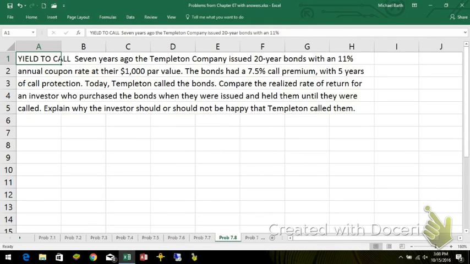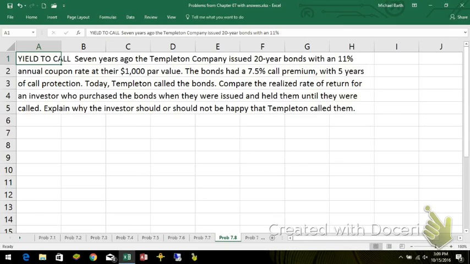This is problem 7.8 from Brigham and Houston, Fundamentals of Financial Management, Concise 9th edition. This is a problem that's measuring what actually happened to an investor, and we're measuring the impact of a call on the investor.